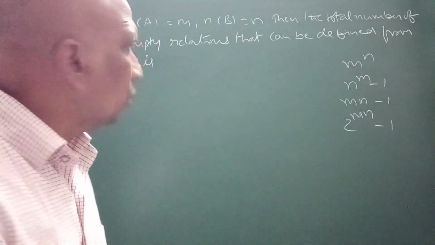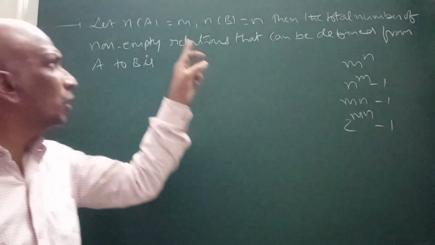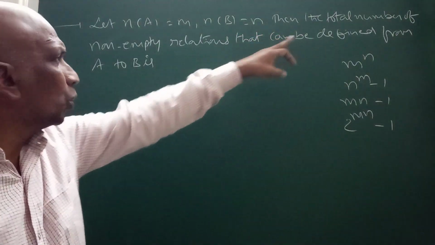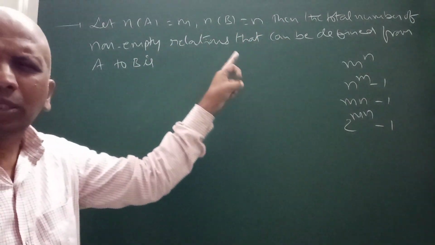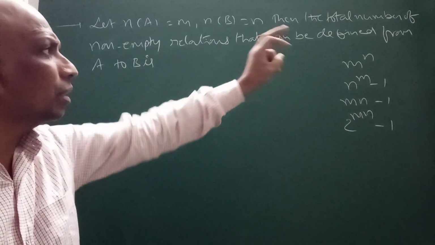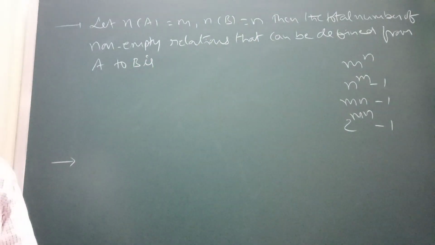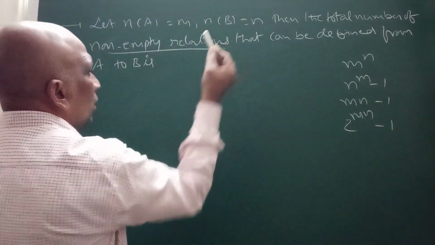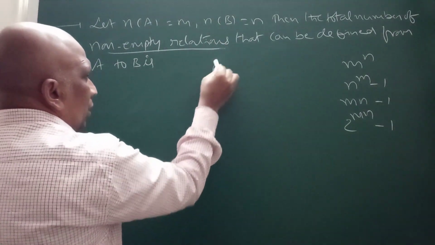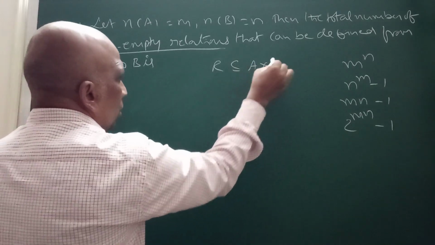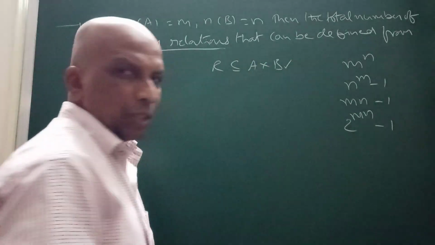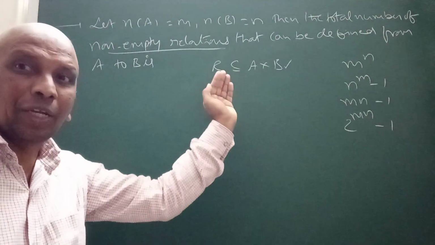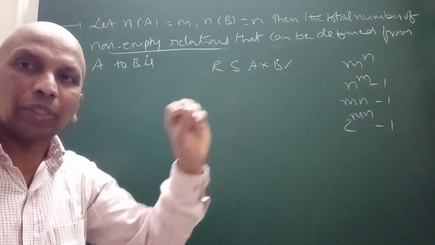Now this is one of the problems: n of A is equal to m, n of B is equal to n, then find the total number of non-empty relations that can be defined from A to B. They are asking about non-empty relations. Suppose R is a subset of A cross B, then we can say R is a relation. If it is a subset of A cross B, it is known as a relation.